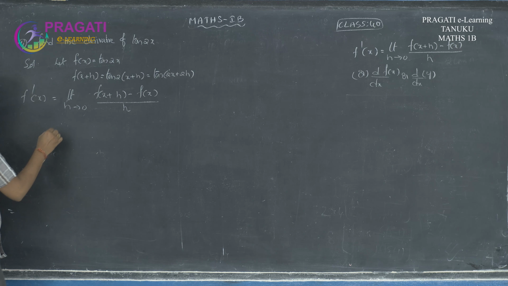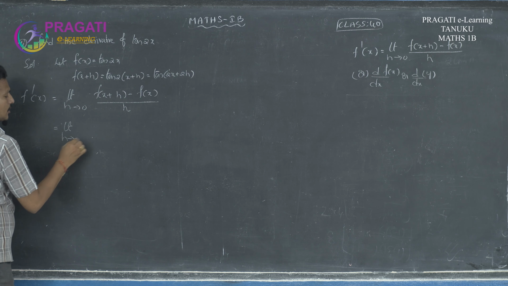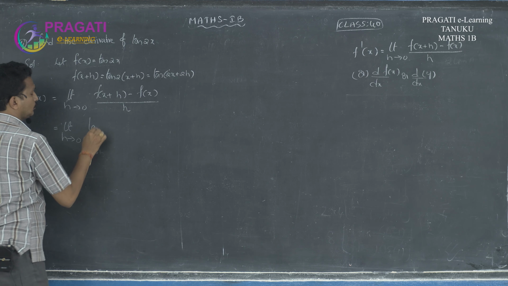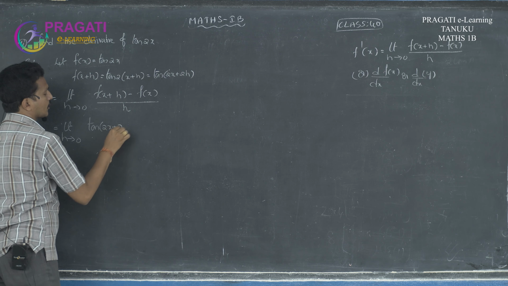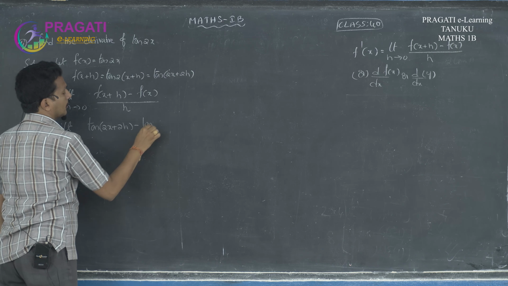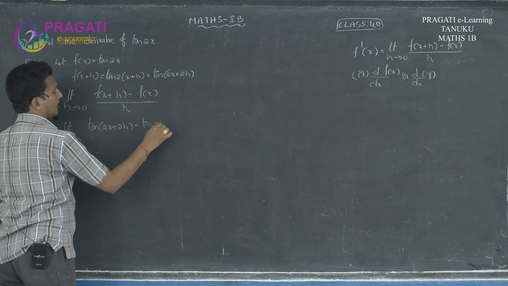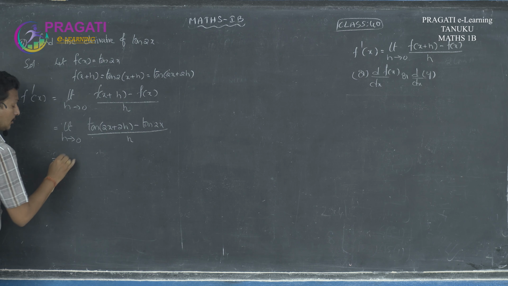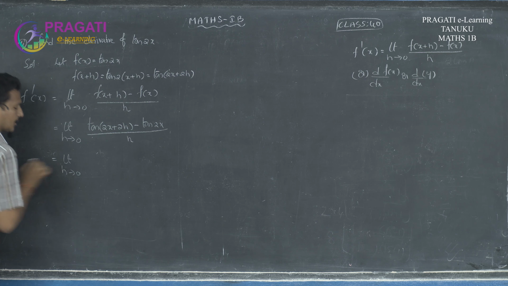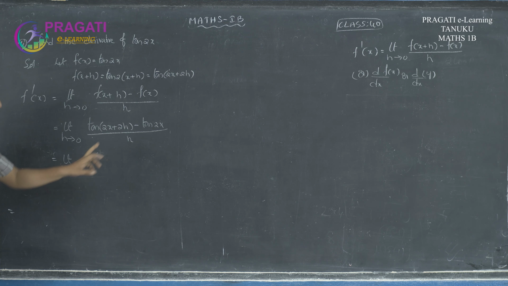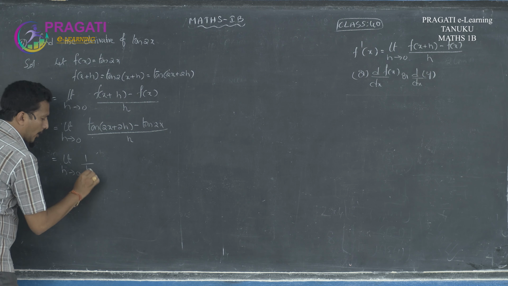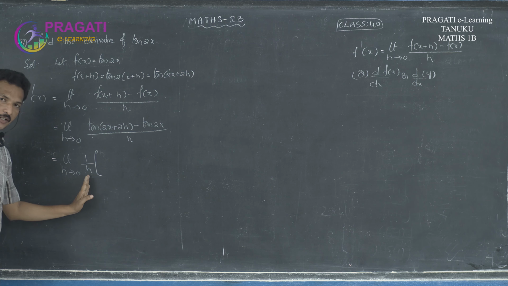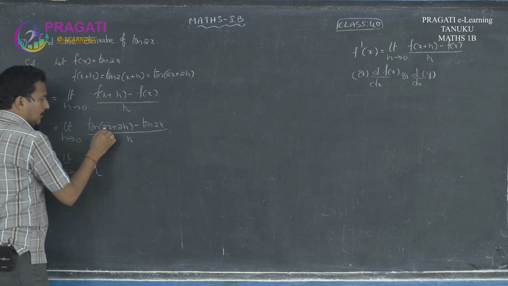Okay students, here observe that limit h tends to 0, f of x plus h means tan of 2x plus 2h minus tan 2x, f of x means tan 2x, by h. Here it is too difficult. Limit h tends to 0. Here the denominator h can be written as 1 by h. Okay students, there is no problem. Here h is in the denominator. Here tan 2x plus 2h.